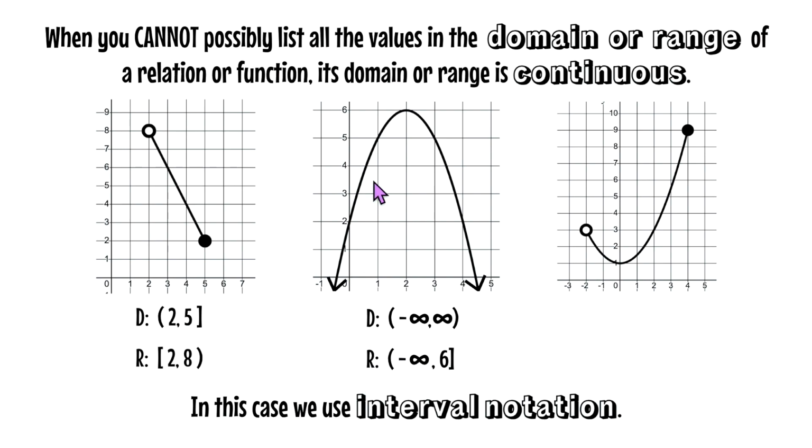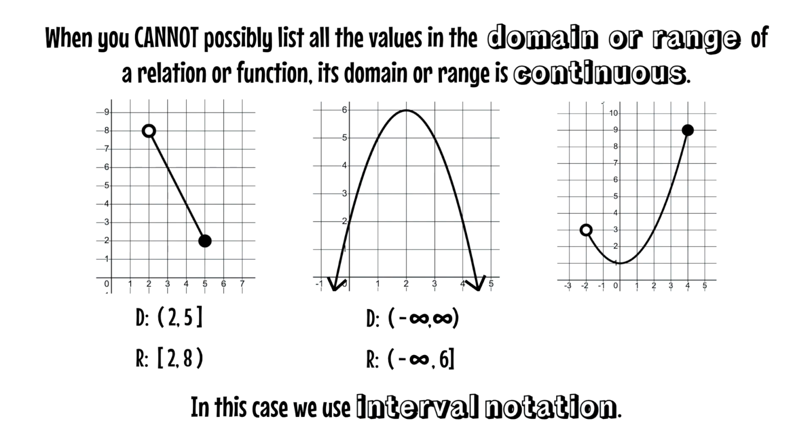As we move up on the graph, we see that the highest point on the graph is at y equals 6. And so 6 is the highest value in our range. And because it's included, it gets a square bracket. Pause the video and try the third graph. See if you can find the domain and the range on your own.